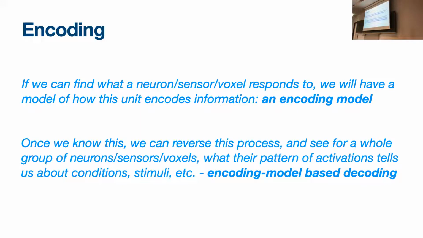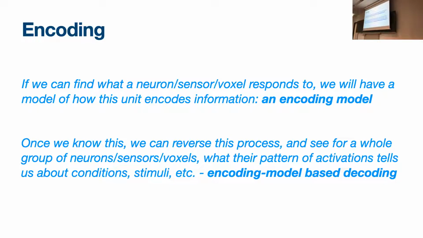Because once we understand what makes every neuron, and not every neuron in this case, although it could be, but every voxel tick, we actually have a full catalog of what all of these voxels like, how they encode information. And then if you see a pattern, it becomes a pretty straightforward inference to say, okay, now this pattern of BOLD responses, I know what each voxel likes. So I also know what it means in terms of a stimulus if one voxel has a high activation and another voxel has a low activation, because I know what those activations mean.